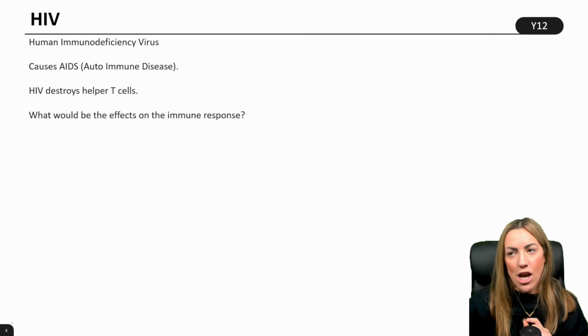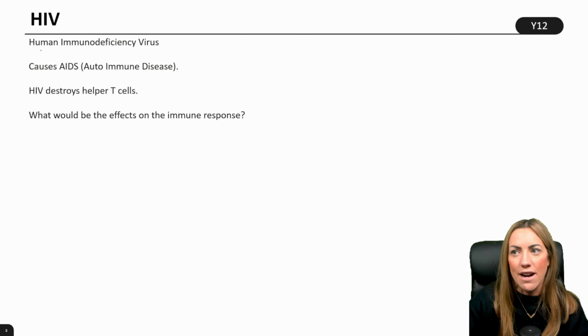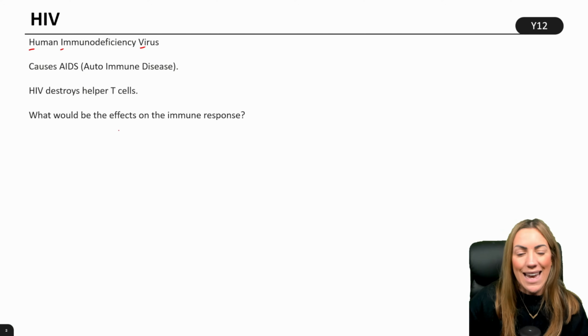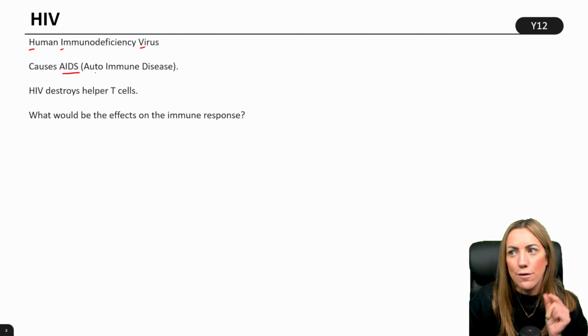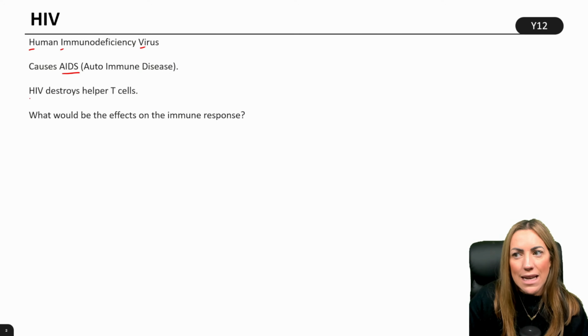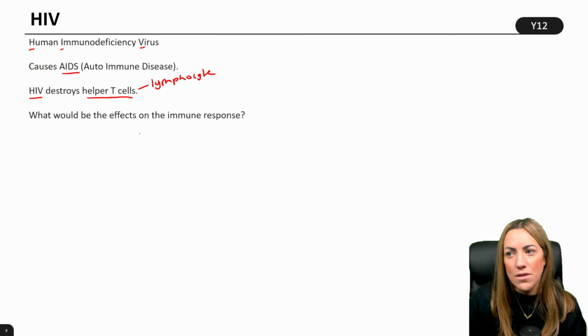Let's introduce HIV. So HIV stands for Human Immunodeficiency Virus. That's where HIV comes from. It causes AIDS, which is the disease caused by the virus. Now, AIDS stands for acquired immunodeficiency syndrome, because this disease basically is destroying and weakening your immune system. Specifically, HIV destroys your helper T cells, which are a type of lymphocyte involved in your specific immune response.